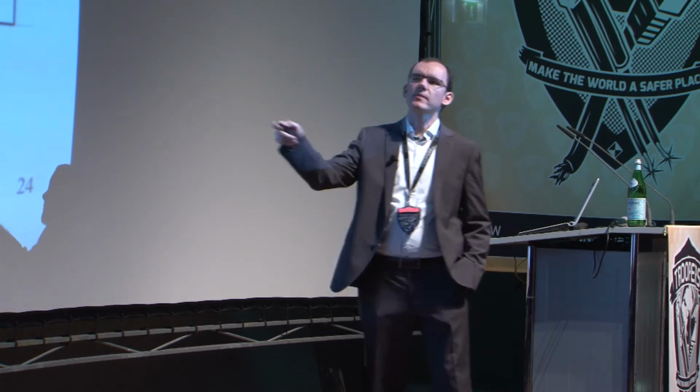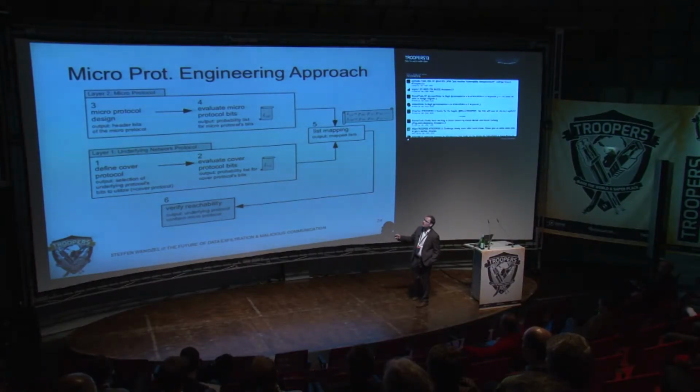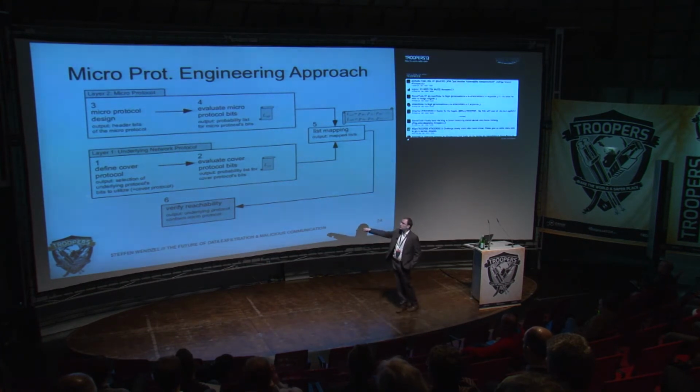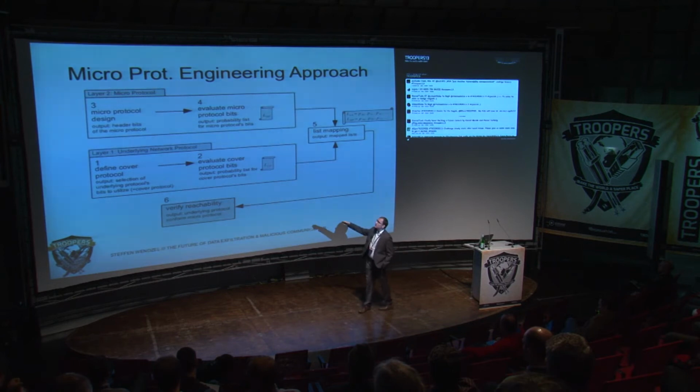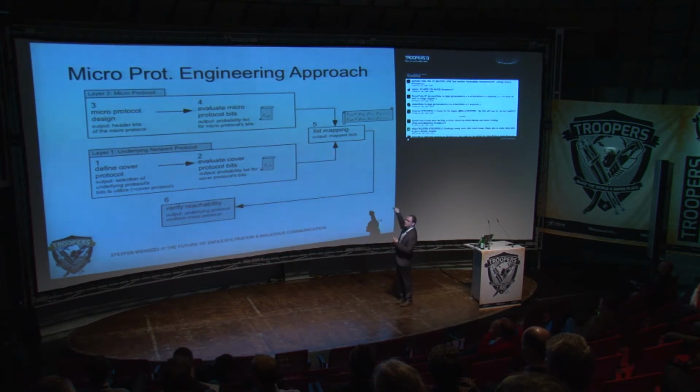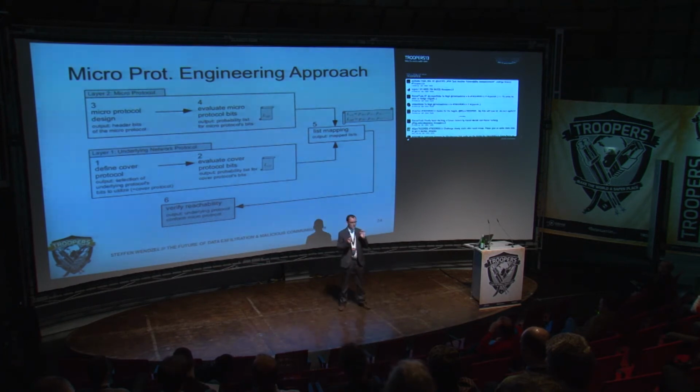So it's divided into 2 layers and 6 steps. In the first layer, we have the underlying protocol. So we define the Covert protocol in the underlying protocol and evaluate the occurrence rate of the bits of the underlying protocol. And then we define the micro protocol and estimate the occurrence rates of the bits within the micro protocol and map both lists. What we achieve is that it is nearly equally likely for a micro protocol bit to occur as a bit within the underlying protocol. So it's hard to distinguish.